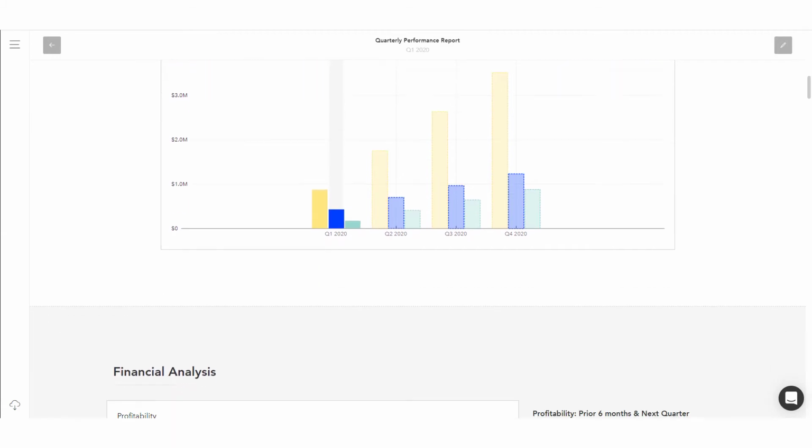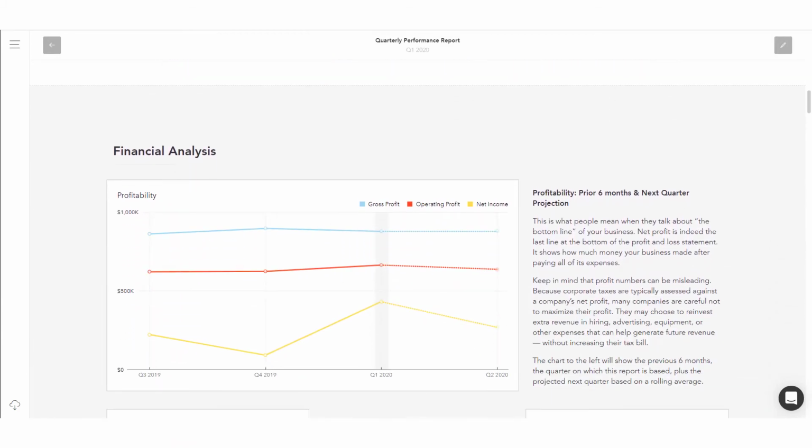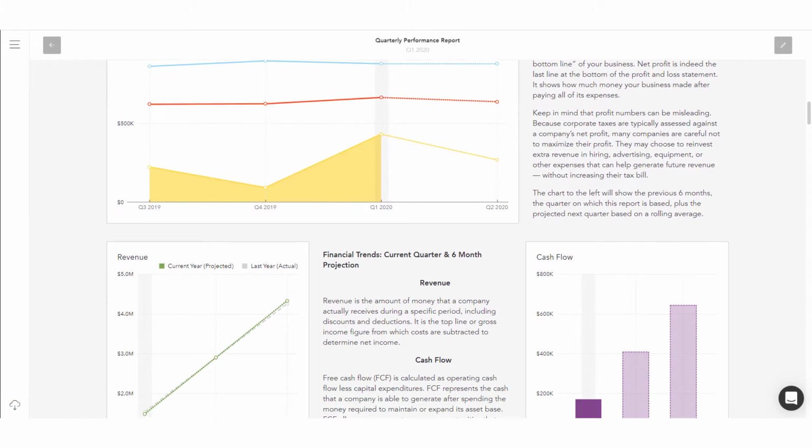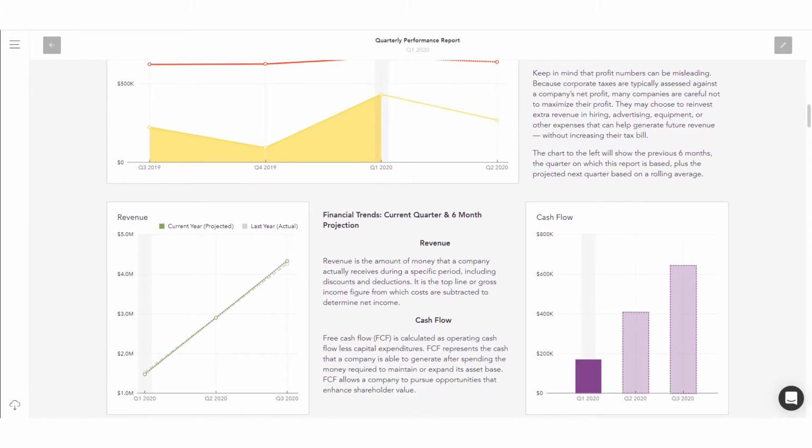Moving on, this next page shows a few different charts and graphs covering profitability, revenue, and cash flow. You'll see here that I've provided some written explanations to help the reader, but again, this is fully customizable. You put in the metrics that are meaningful to you or whoever the decision makers are in your organization, and Fathom will fill in the data automatically.